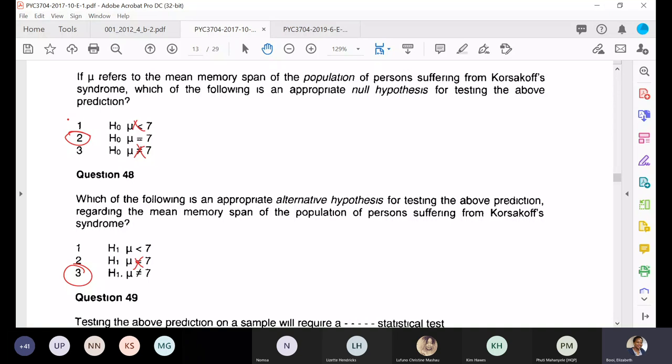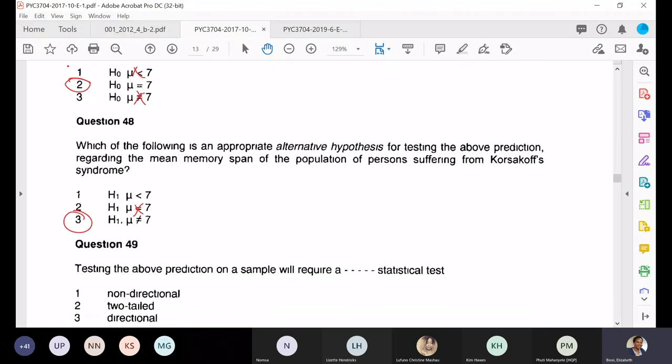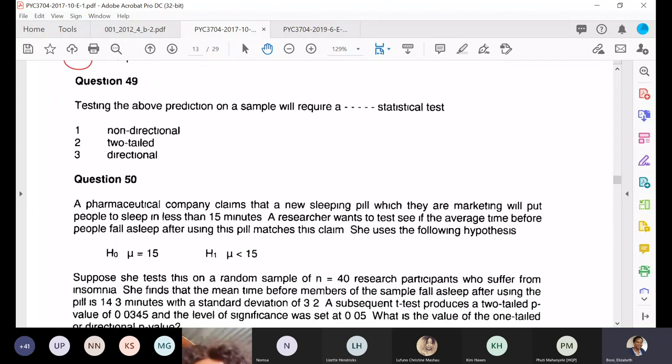To determine whether one of the two is correct, you go back to the sentence. Anywhere in the sentence, if there is a less than, then you would use the less than. If there was a greater than, you would have chosen that one. But because there was no such thing there, we use the not equal. So that means number three is the right one.